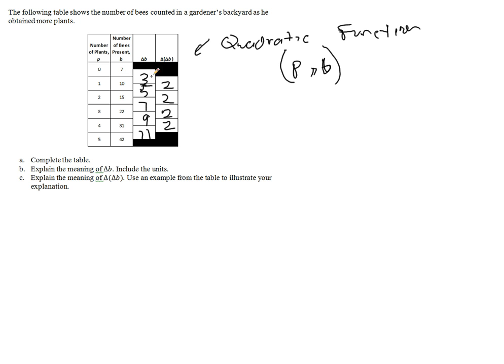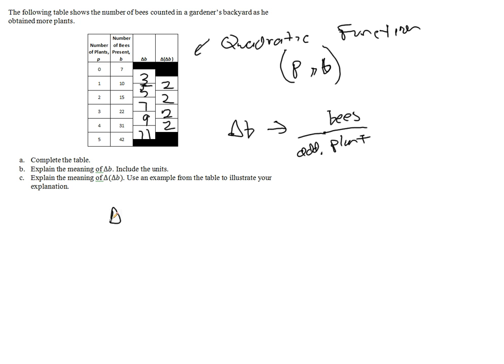Explain the meaning of change in B. Well, since these are all equal increments in the number of plants, the change in B would represent the number of bees per additional plant, or per added plant. So in this case, we would say that if you go from having no plants to 1 plant, you're going to increase your bees by 3 bees per additional plant. But if you go from 3 plants to 4 plants, you are going to increase your bee population by 9 bees per additional plant.